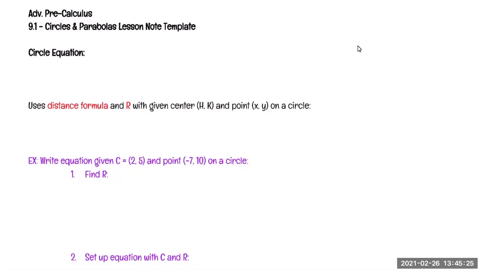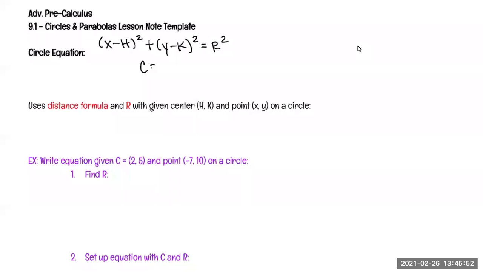Hello, advanced pre-calc. So we are going to be starting section 9.1 on circles and parabolas, the two first conic sections that you learned in AAT. So first, we're going to talk about the circle equation. So the standard circle equation is (x minus h) squared plus (y minus k) squared equals r squared.